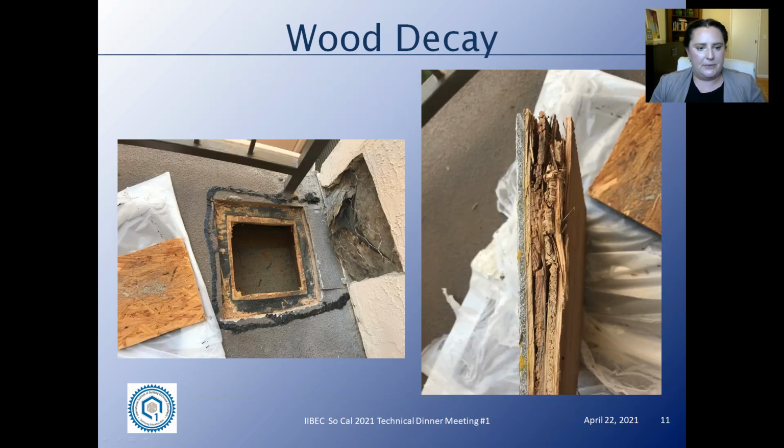And here's another example. This is a balcony deck with a coating on top of it. And this portion of the deck was cut out, and you can see decay and deterioration within the plywood itself. So this is cracking and delaminating of the plies of the plywood.